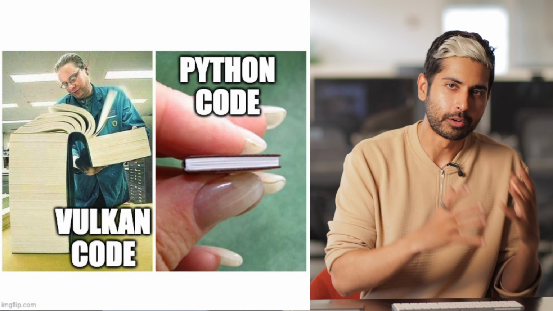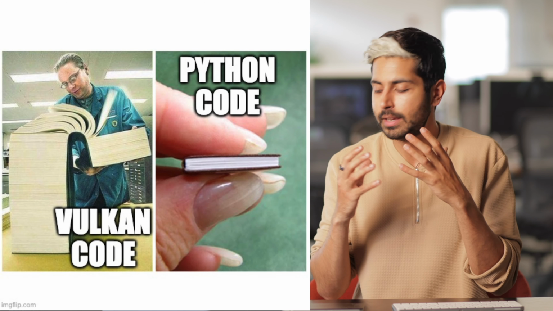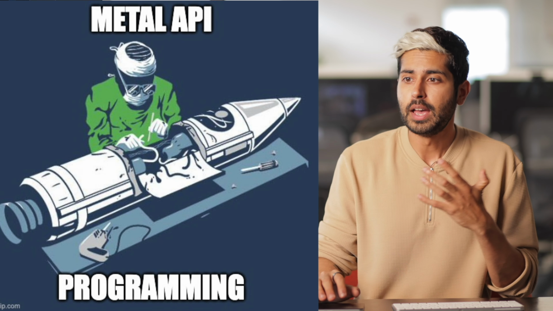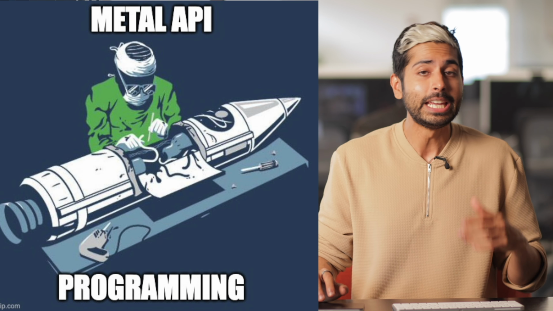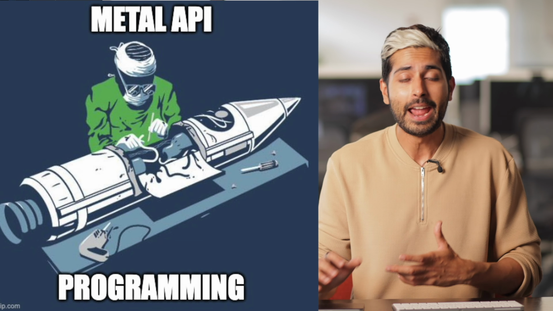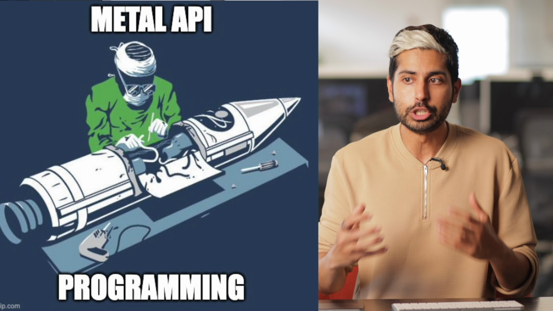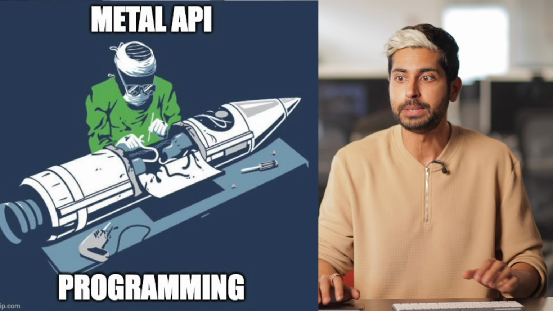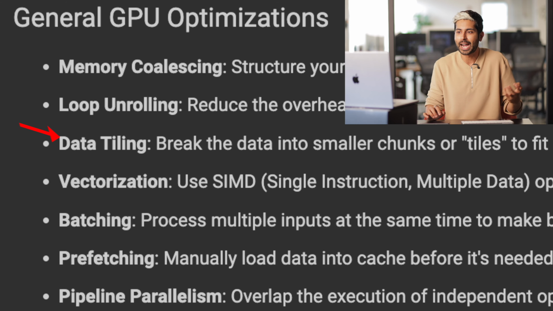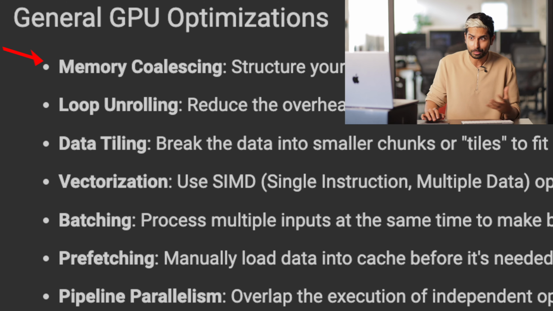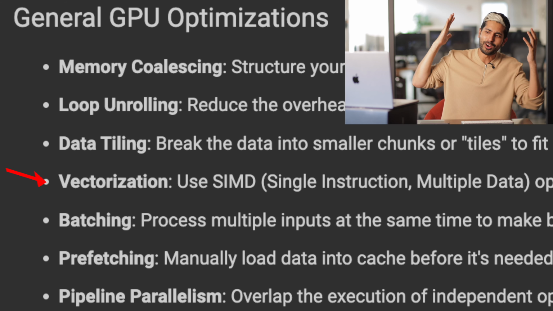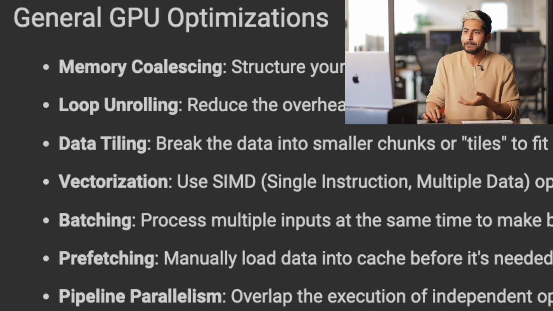So we could learn Vulkan. It's very verbose. We could learn Metal. It's also very verbose. And there's tons of different GPUs out there, right? Those are not the only two. Each GPU processes data differently, and there are many different techniques that we could use to make inference faster on a GPU. We could use something like data tiling, where we share data as it's being processed in a way that is more memory efficient across GPUs. We could use memory coalescing and loop unrolling and vectorization and all this stuff, batching and pipeline parallelism.